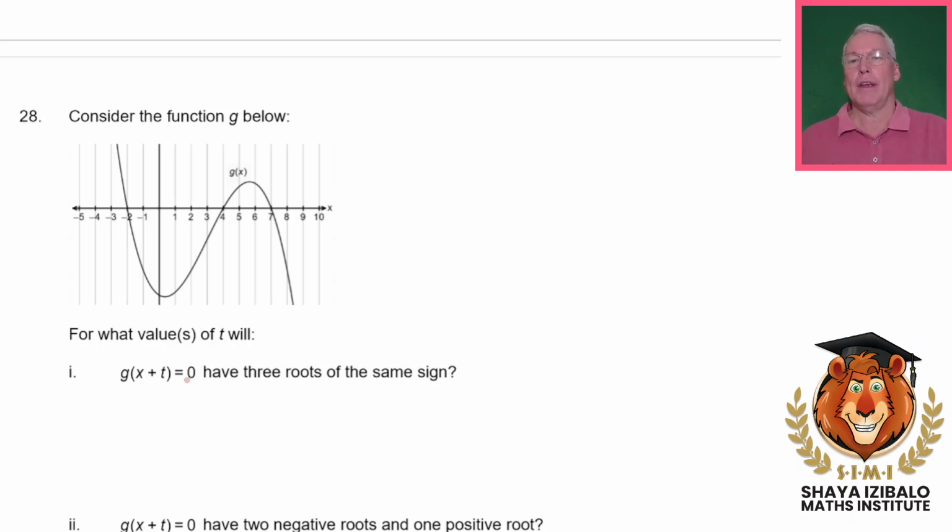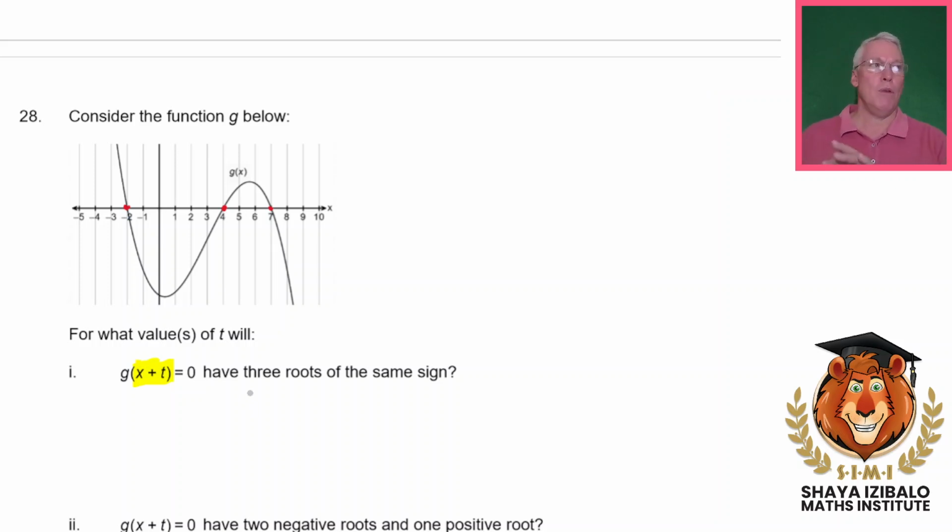But here it is. And at the moment, it's got three different roots. It's got roots of -2, 4, and 7. Remember, roots are x-intercepts. Now, look at this equation. Is this going to involve a horizontal left-right shift or a vertical up-down shift? And absolutely, it's going to involve a left-right shift. And it says, what could we make t to have three roots of the same sign? At the moment, we've got one negative one and two positive ones.